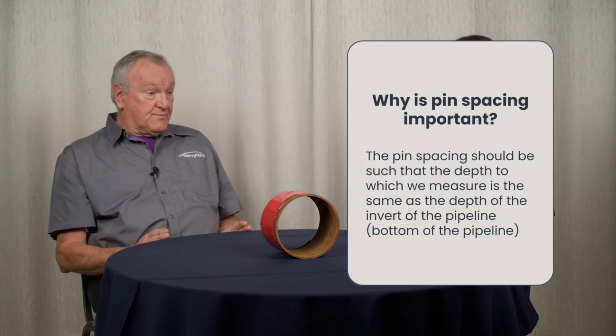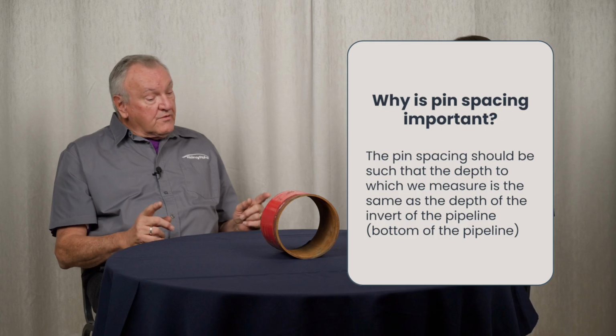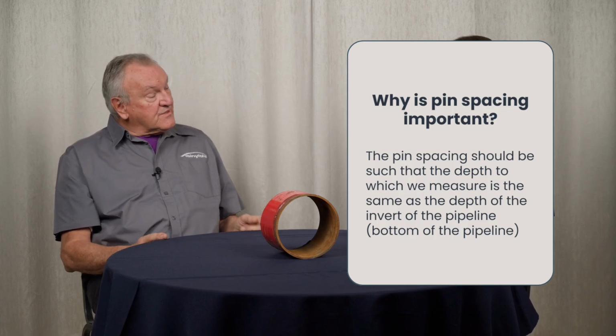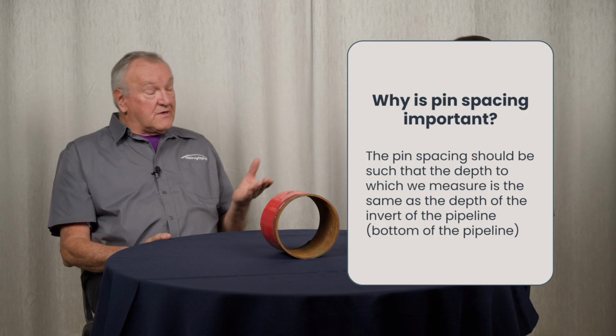Right. Now, what we're interested in is the resistivity in and around the pipe. So therefore, the pin spacing should be such that the depth to which we measure is the same as the depth of the invert of the pipeline, in other words, the bottom of the pipeline. Yes. Okay, perfect. Thank you.